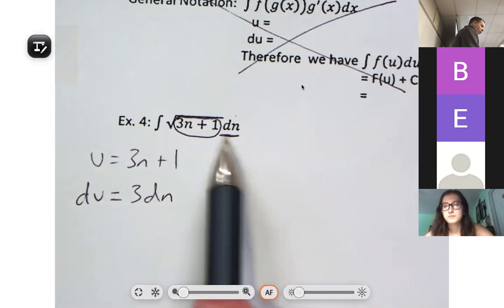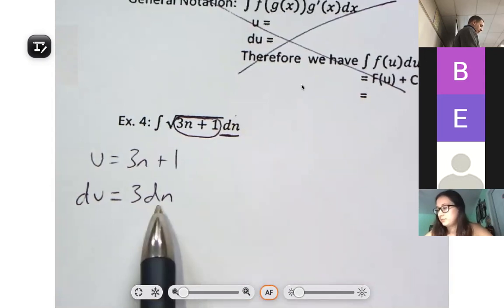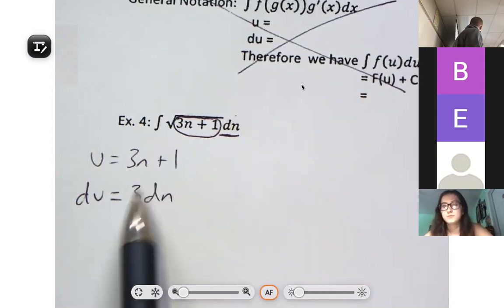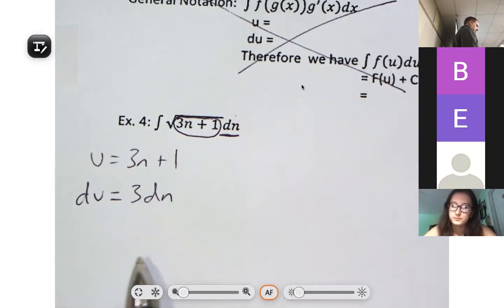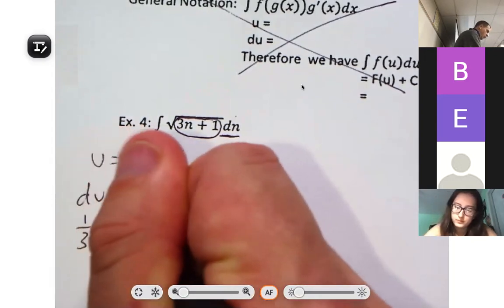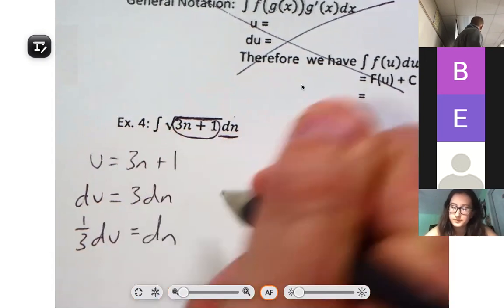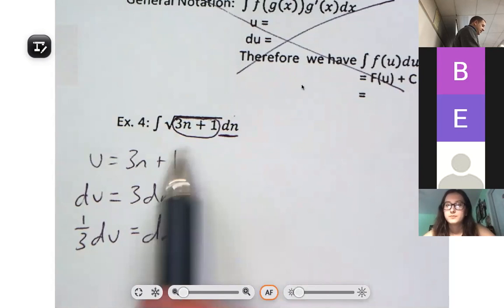I'm trying to figure out what I can replace dn with. Well, that means take this equation here and solve it for dn. Figure out what we can replace dn with. So I can divide both sides by 3. So I would basically have 1/3 du equals dn. So I have all my replacements. I'm going to show you what happens next.